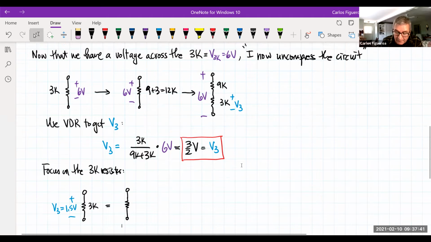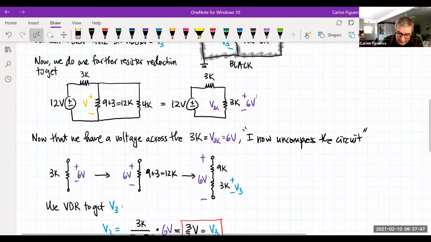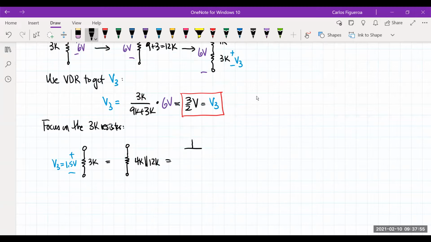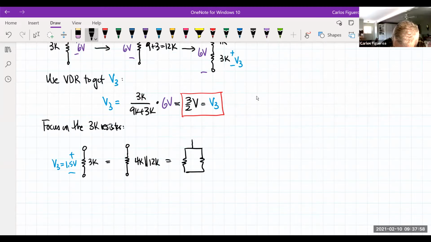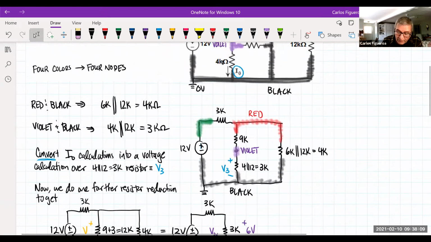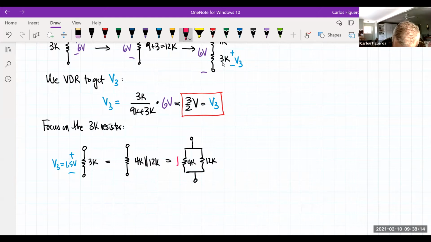If I go back up, you can see here it's the 4 parallel to the 12. So when I look at this, this is really the 4K parallel to the 12K. So that means I really have this guy. Here's my 4K, here's my 12K. And if you look at the circuit here, you can see that the current is through the 4K. So now, here I go. I know now that this guy is I0. That's what we're after. But I know the voltage across this thing.